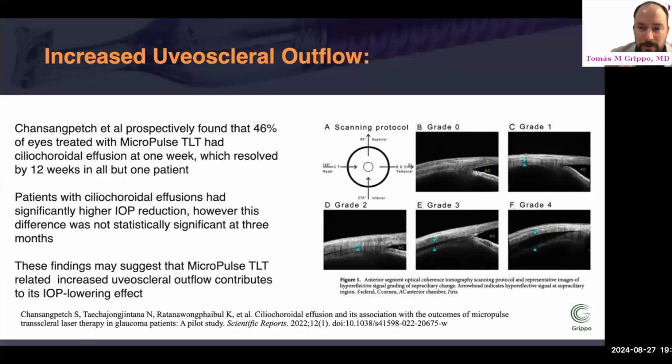And around that time of the 3 months, there was no more significant difference in pressure reduction between those patients that did have cerebrochoroidal effusion and those that did not. But his findings actually suggest that there is an effect of MicroPulse TLT increasing the uveoscleral outflow system in order to lower intraocular pressure.